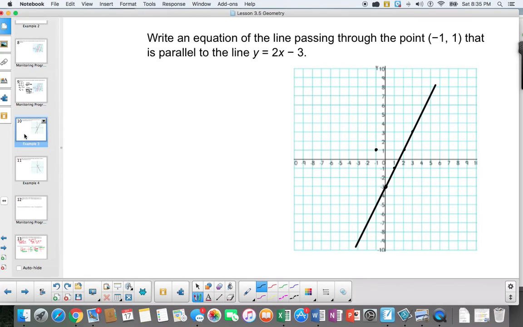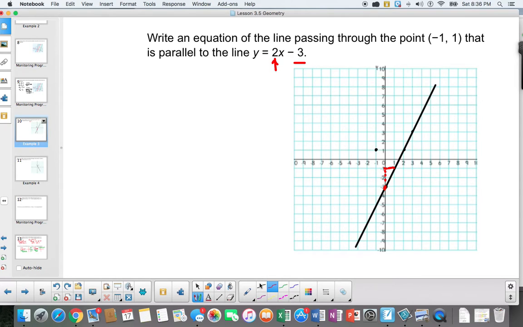So I've drawn the line. I want to remind you how to graph lines. This represents the y-intercept, which is right here, and this represents the slope, so I'm going to go up 2 units and then over 1, and then you can continue to go up 2 over 1 and then just draw your line. And of course I've graphed this point right here.